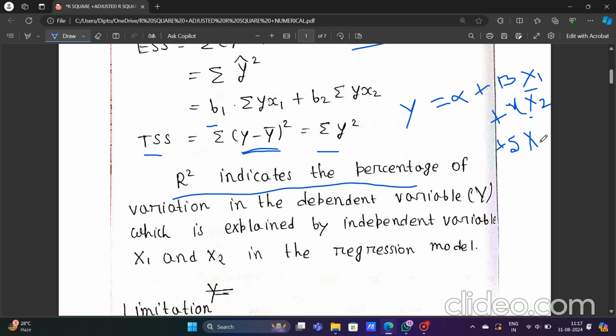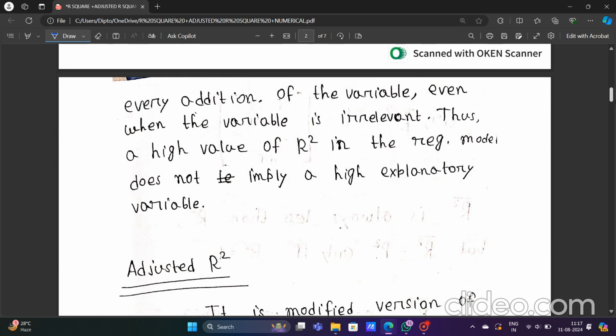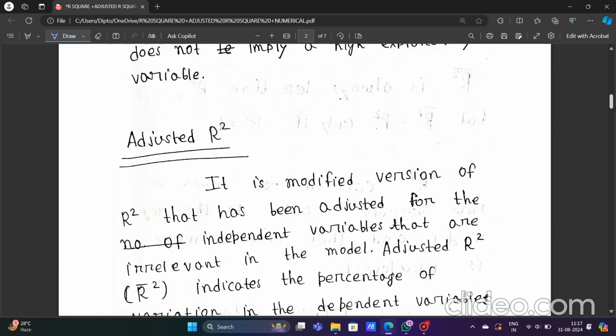So it can be possible that the variables are not significant. x2 is not explaining y properly, or x3 is not giving the proper explanation of y. But still if we add x2 and x3 in the model, it will increase the value of R square. So that is a very huge shortcoming or limitation of R square. That's why we calculate the adjusted R square to deal with this problem.